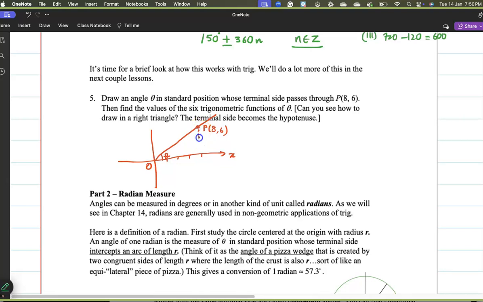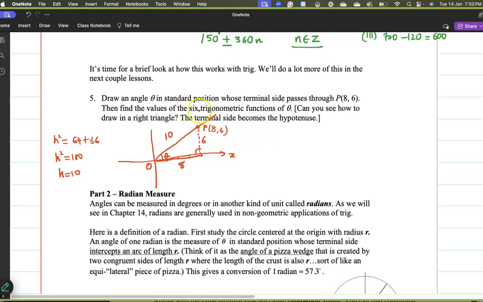So then what you do is, can you complete this triangle? So this would be 8 and that'd be 6. By Pythagoras, can you find this out? How much will this be? 64 plus 36 is 100. So 10.